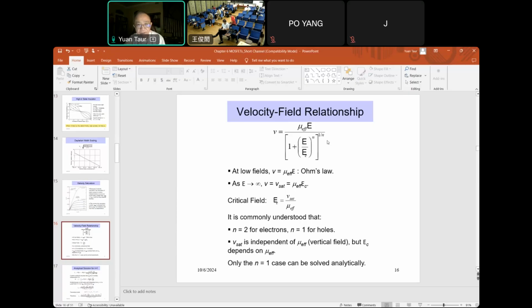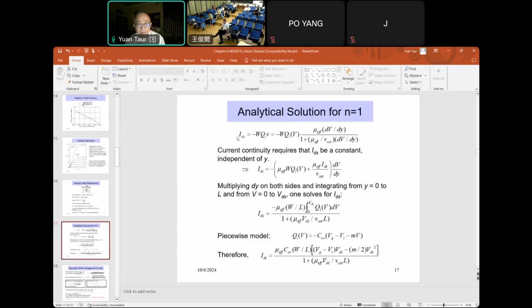But we only solved the n equal to 1 case because that's the only case that's easy to solve. N equal to 2, you need to solve numerically rather than analytically. It's in the book. Here we only covered n equal to 1 case. The picture is the same. So for n equal to 1, current equals charge density divided by area times velocity. Okay, and this velocity, instead of mu times field, it becomes mu times field with a denominator 1 plus that.